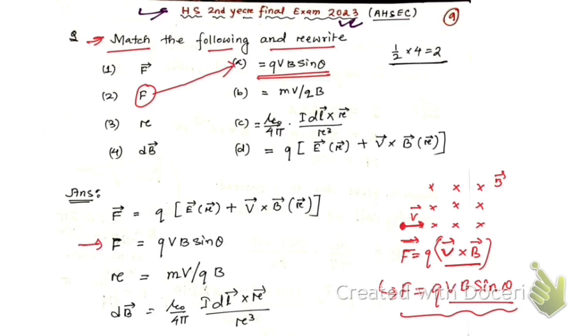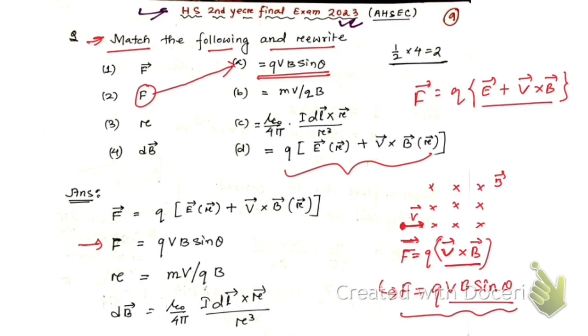Now if you see, this is nothing but the Lorentz force. F is equal to Q into E plus V cross B. So this is the expression for Lorentz force. Here they are writing r vector within brackets. What does it mean? This is the magnetic field at position r, this is the electric field at position r. That's it. So this option is equal to this expression.